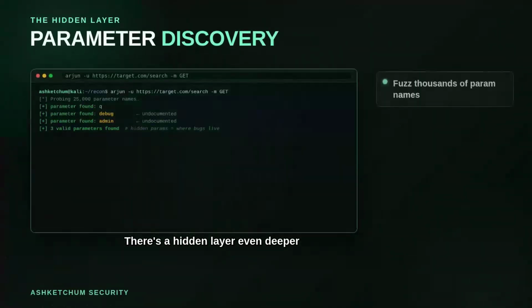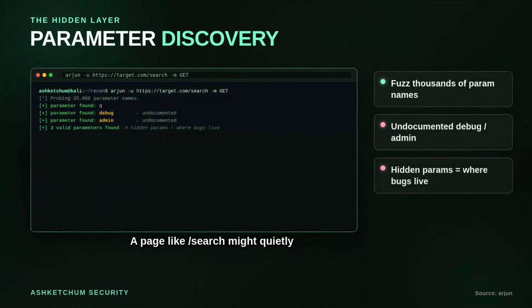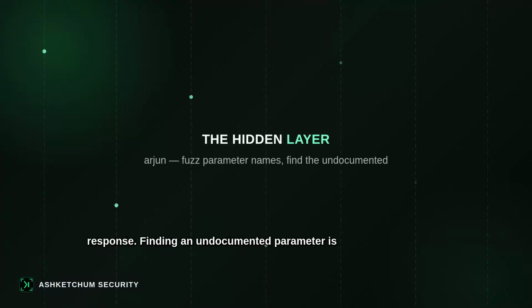There's a hidden layer even deeper than paths, parameters. A page like /search might quietly accept a debug parameter or an admin parameter that changes how it behaves, and hidden parameters are where tons of bugs live. You discover them by fuzzing parameter names, and the go-to tool is Arjun. Arjun throws thousands of common parameter names at a page and watches which ones actually change the response. Finding an undocumented parameter is often the first step to a real vulnerability, so once you've found the pages, fuzz their parameters too.